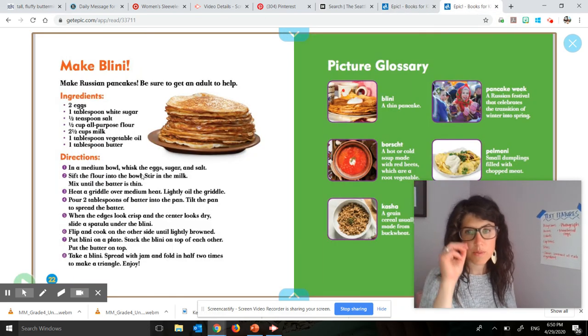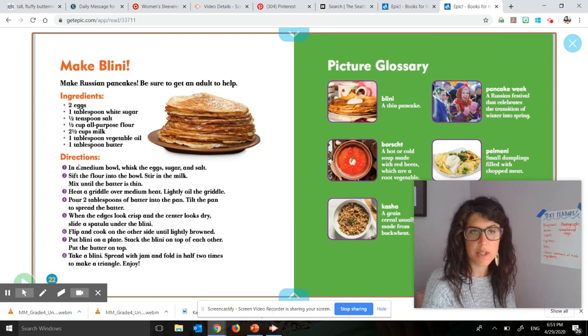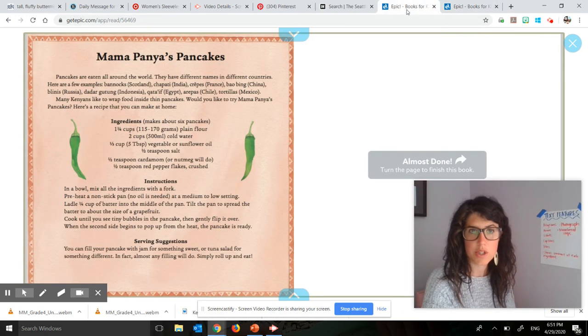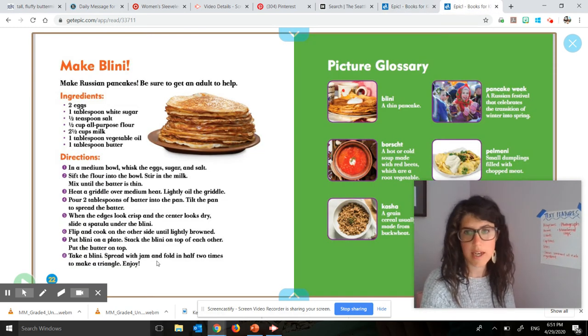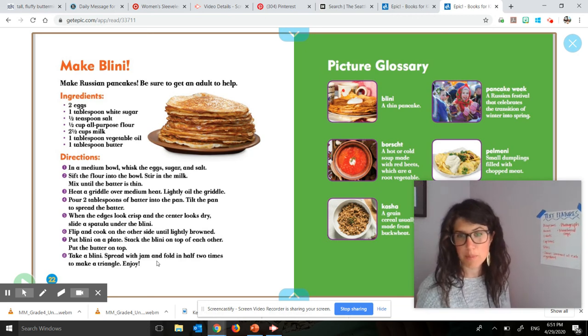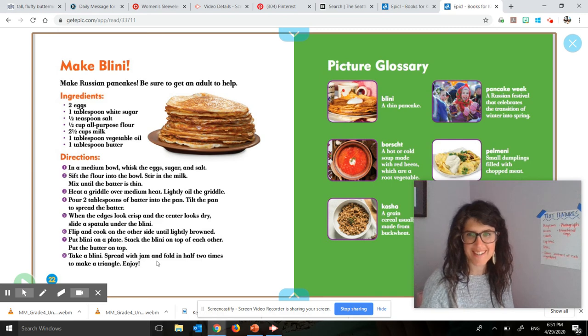But some differences were those text features I talked about. So there's a photo for this one that shows what the pancakes should look like. And there were some numbers for this one that show the order that the steps should go in. This one has serving suggestions at the end, which this one doesn't really have a separate serving suggestions section. So those are some important differences and similarities that I noticed.